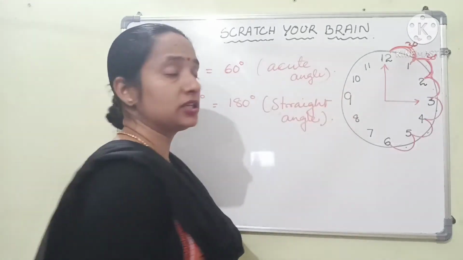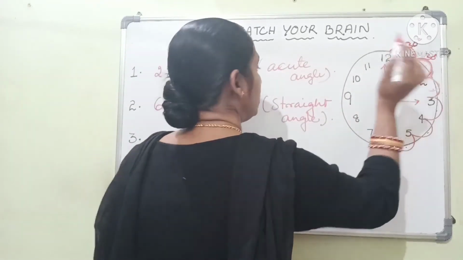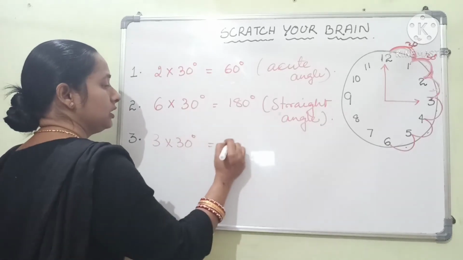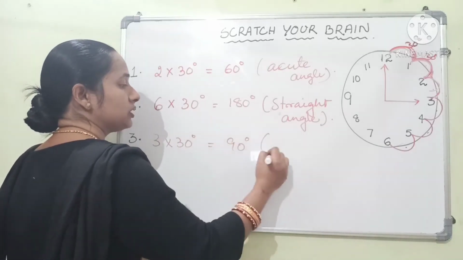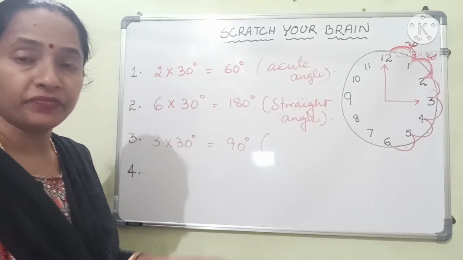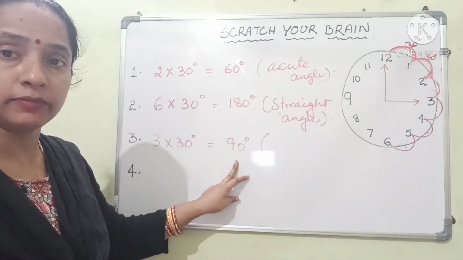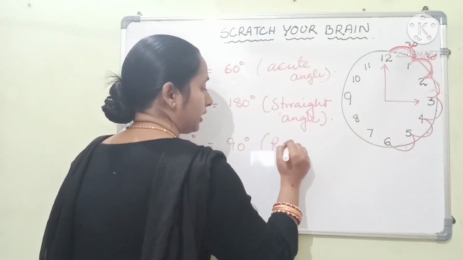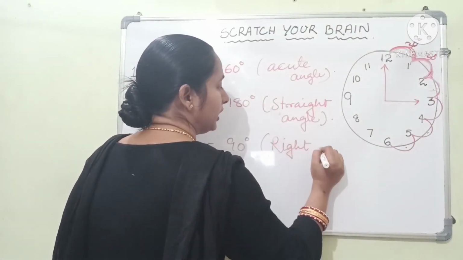Total how many 30 degrees, children? 1, 2, 3 30 degrees. So 3 into 30 degrees will give you how much? 90 degrees. So children, when the measure of the angle is 90 degrees, what is it called? It is called a right angle.